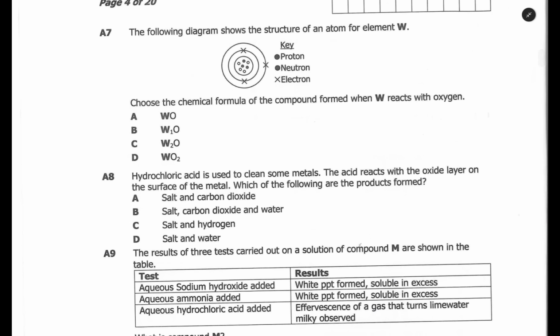Which of the diagrams shows the structure of an atom for element W? The following diagram shows the structure of an atom for an element W. Choose the chemical formula of the compound formed when W reacts with oxygen. So when W reacts with oxygen, oxygen has a valence of 2. What about W? You look at the electron outside the shell, it's just 1. So it has a valence of 1. So if you cross this, you're going to have W2O. So the answer therefore is C.